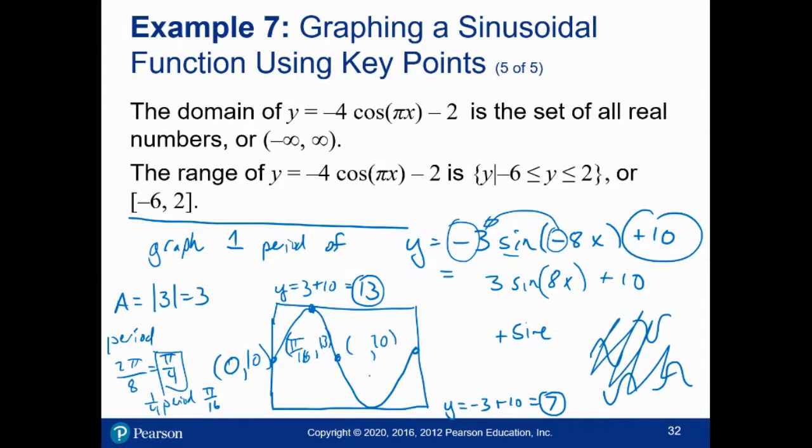If I go another pi over 16 forward from pi over 16, I'm at pi over 8. Here I am at 3 pi over 16. I've done 3 movements of a quarter period. And I'm at my minimum, which is at 7. And here at the end, I've done a full period. That's pi over 4. And back at my median height, which was 10.